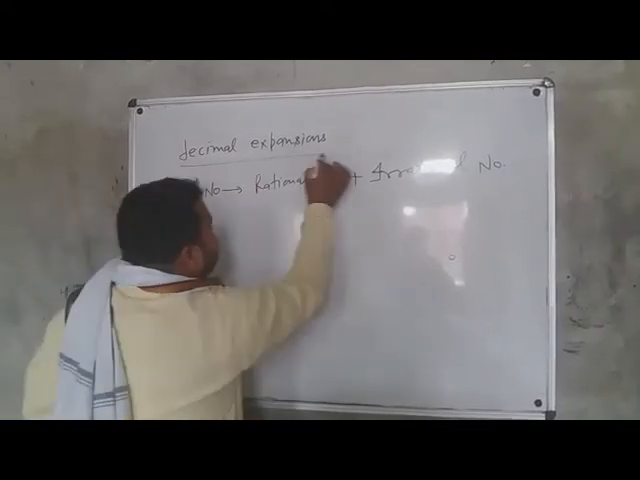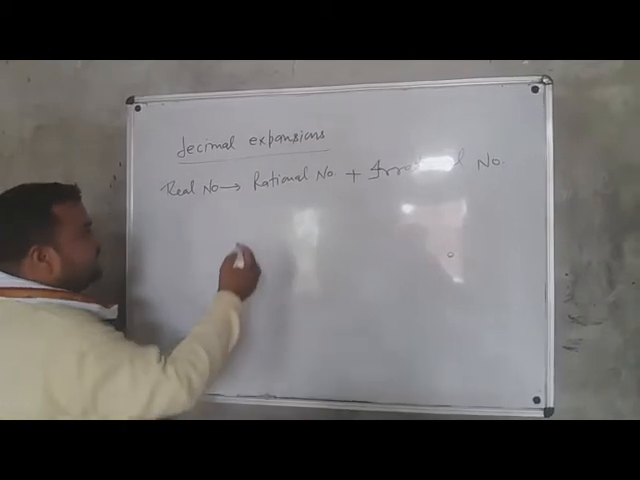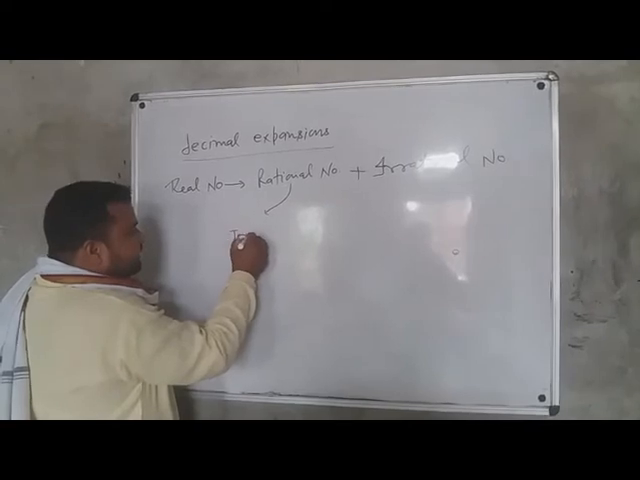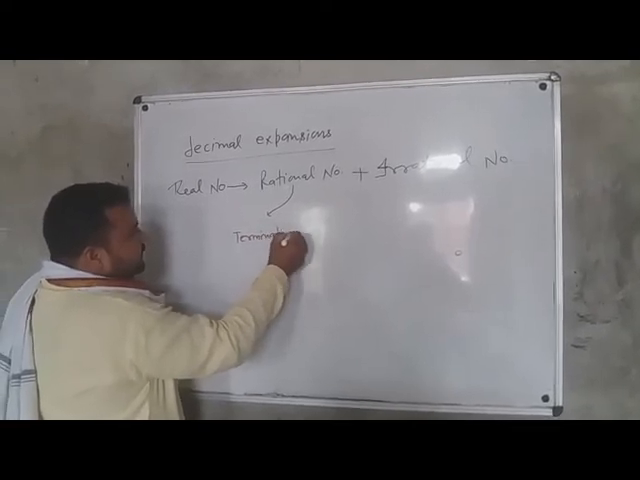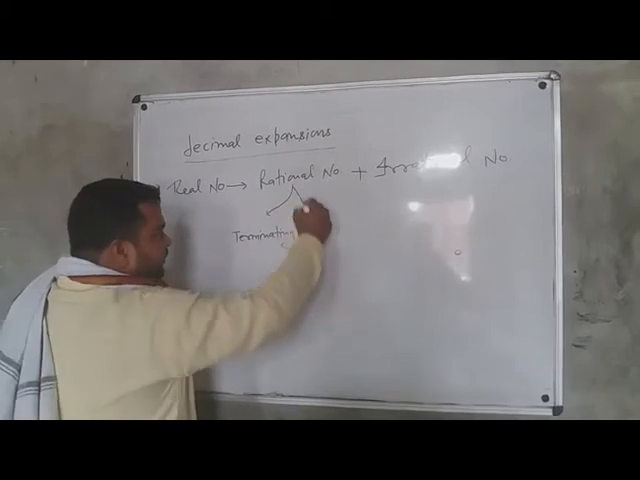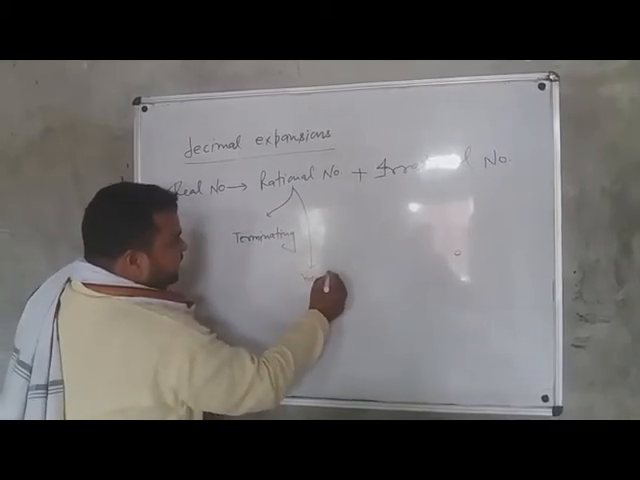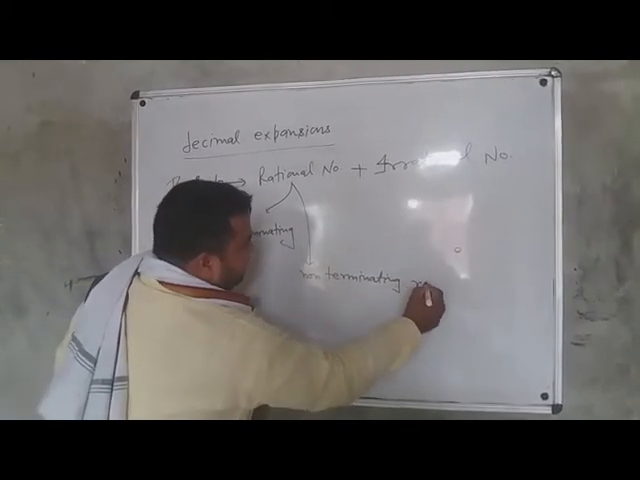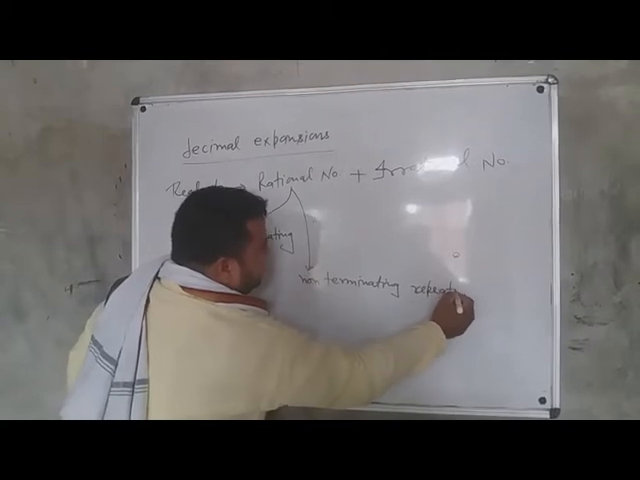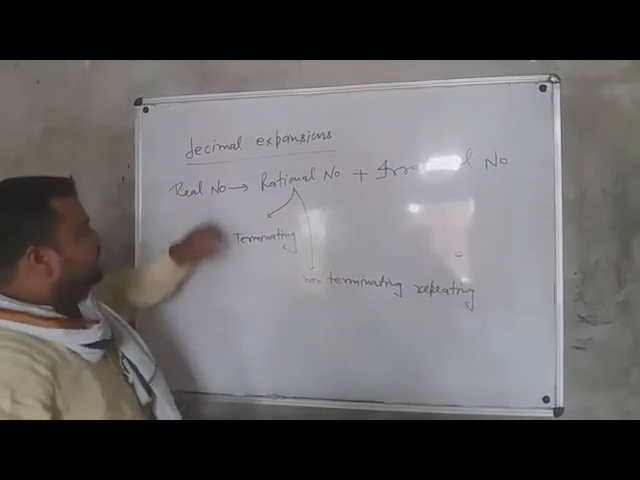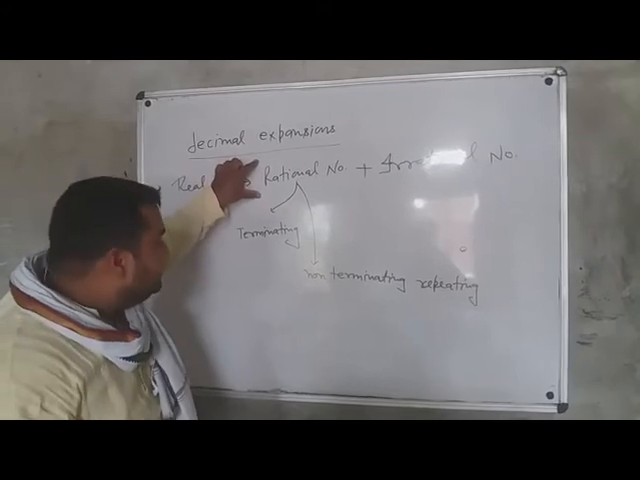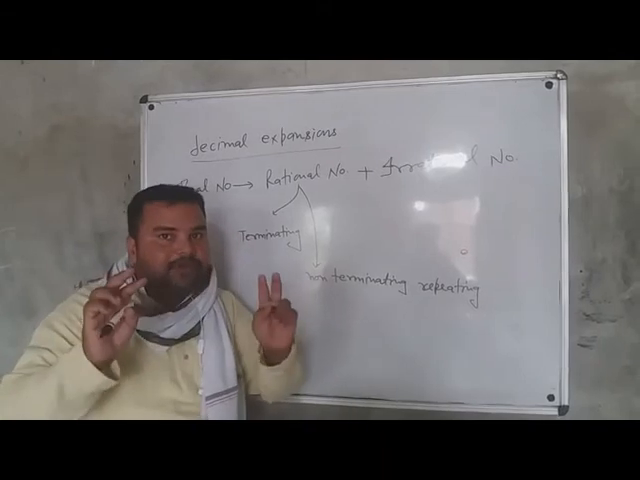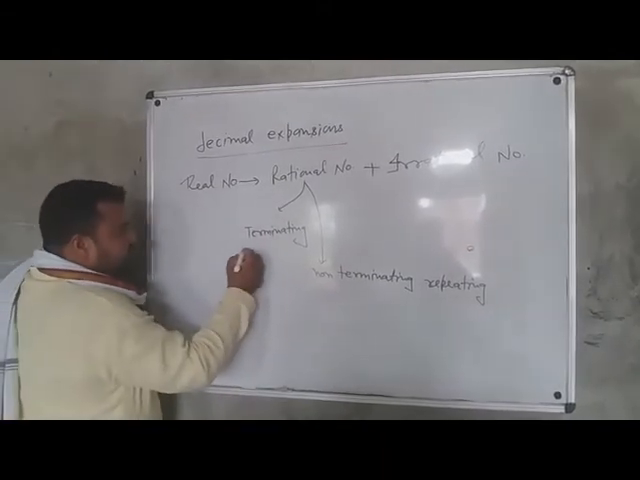Here we discuss decimal expansions. The decimal expansion of rational numbers is either terminating or non-terminating, recurring or repeating. Let me give you an example of both.